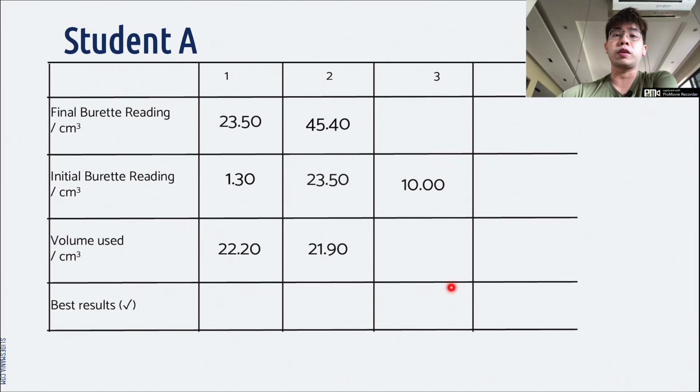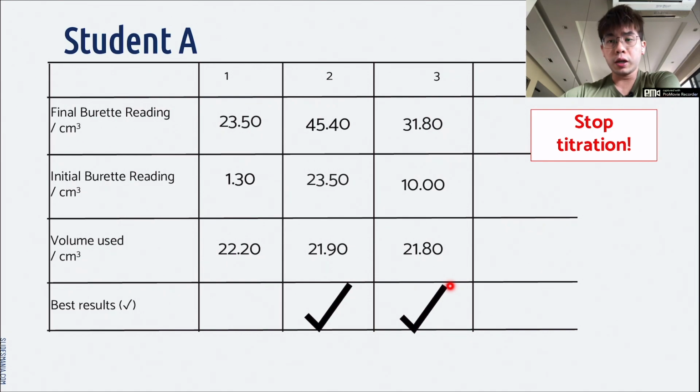He took the initial burette reading again, probably filled it up again, took the final burette reading, and found that his third titration, which is his second accurate titration, has a reading of 21.80. Now 21.90 and 21.80 are concordant because the difference is 0.10. So we will tick 21.90 and 21.80 and call these two concordant results. Because we have a set of concordant results, we will stop the titration. We don't need to do any more.